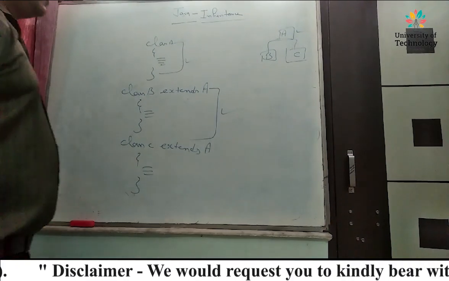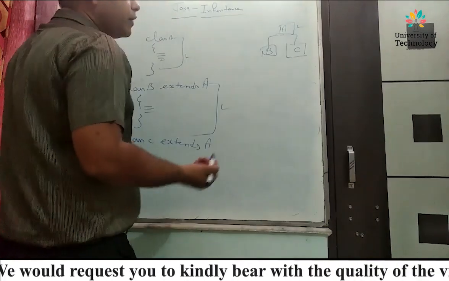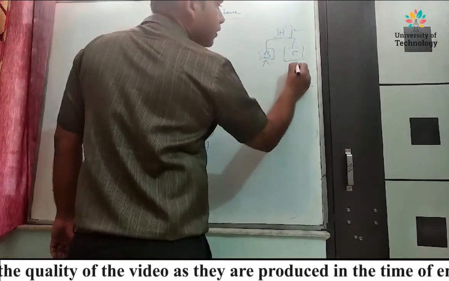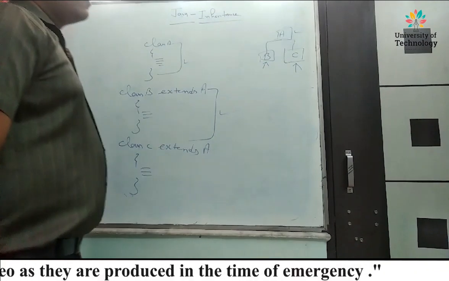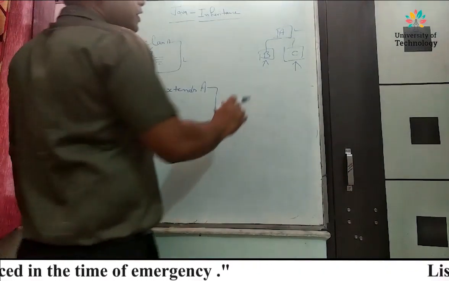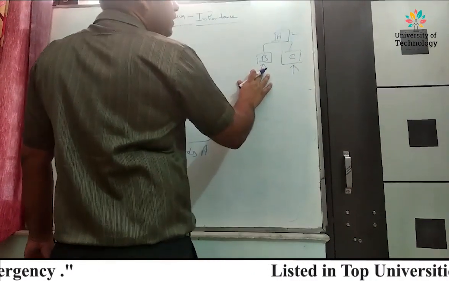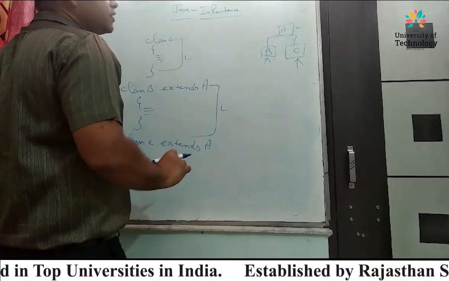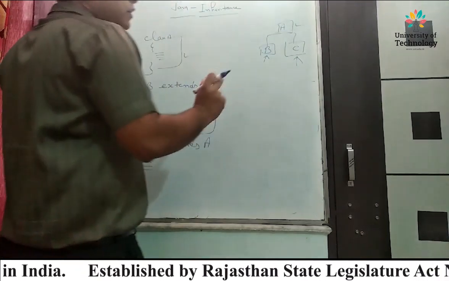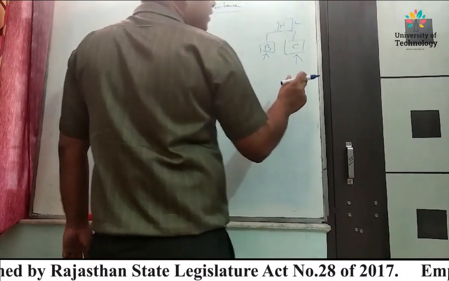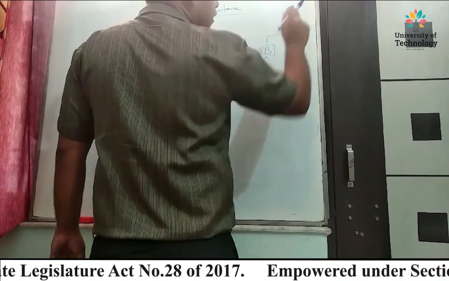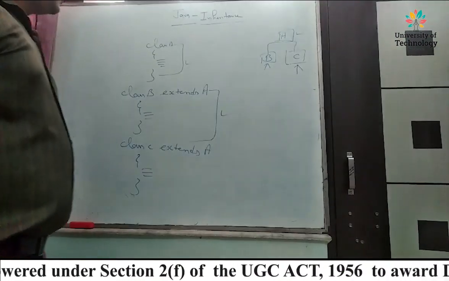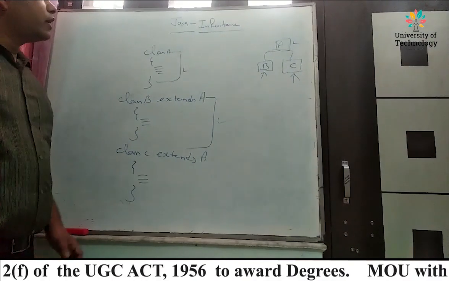Now, if we talk about objects, in hierarchical inheritance we have to make two objects, of class B and class C. The object of class B can access the properties of class B as well as A, but it cannot access the properties of C. But the object of class C can access the properties of C as well as A. It can't access the properties of B. So this is all about hierarchical inheritance.